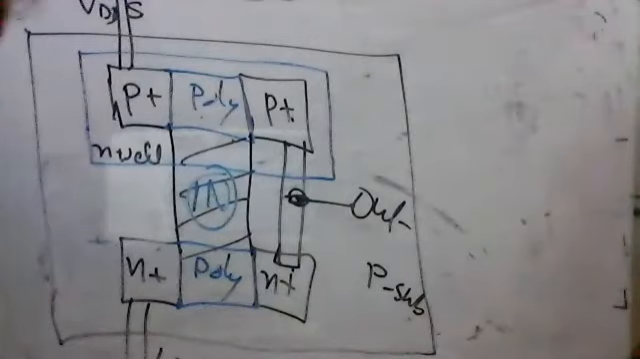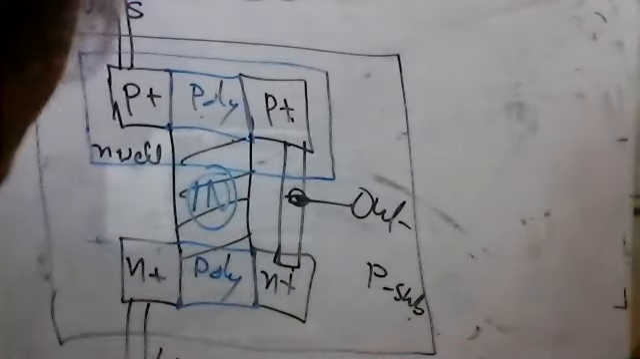One question, sir. Yeah, sir. If we first build an N substrate and then make a P well, will any problem happen?